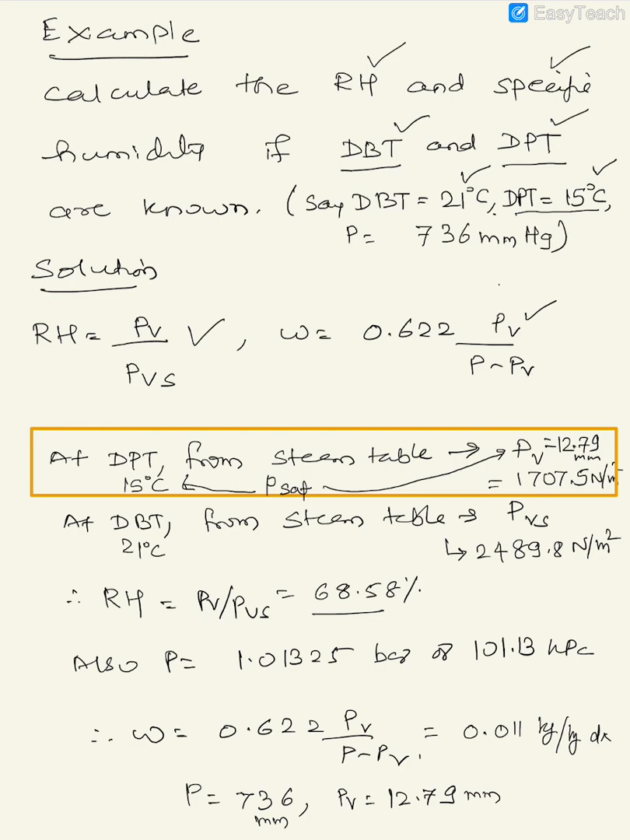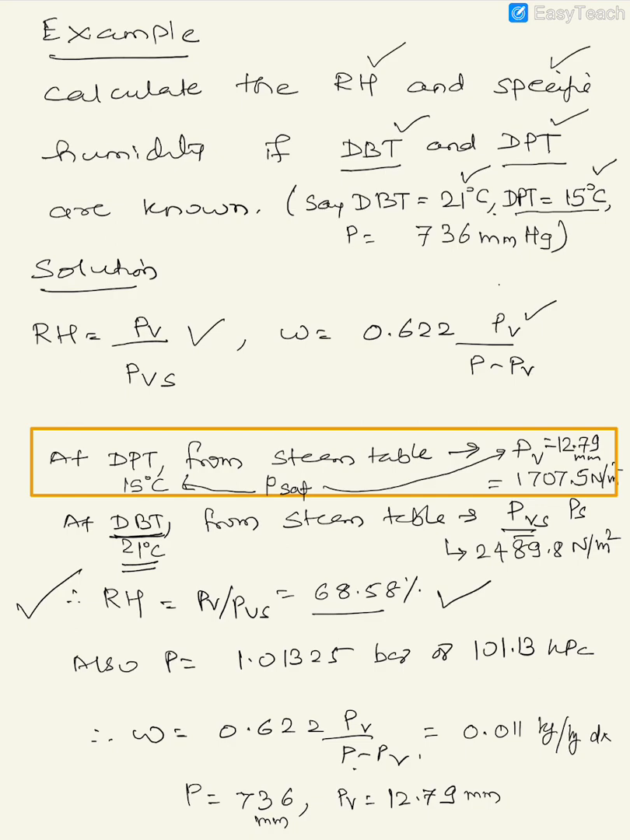Similarly, you know dry bulb temperature. Dry bulb temperature gives you PVS, also called PS. That also can be found out. Now once you get PV and PVS, the ratio of the two is relative humidity. This is one answer. For finding specific humidity, we need to know total pressure.